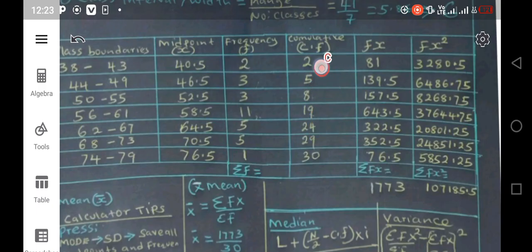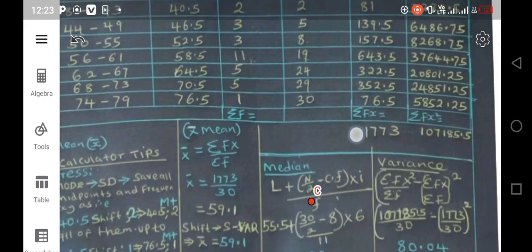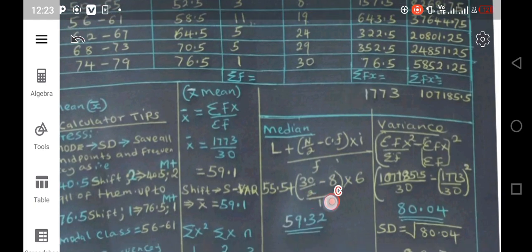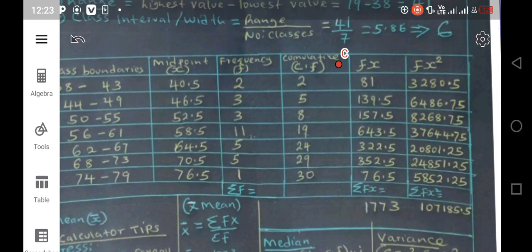30 divided by 2, which is 15. Now, as you see these frequencies, you're going to find 8 here, and 15 lies here. 15 is in between here. And now, before reaching that 15, when you move back, the number that you see is what? 8. Now you're going to minus 8 over where that number lies. The number, which is 15, lies between what? This frequency, 11.